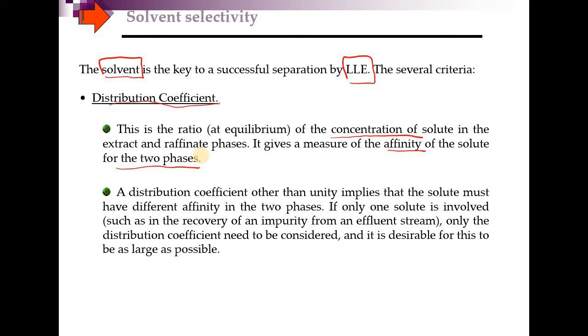So the distribution coefficient is actually telling you the affinity of solute A towards the solvent. Affinity is like whether it likes solvent C or not. If solute A likes solvent C very much, it means the LLE is successful. So that is called the distribution coefficient. You can read by yourself.